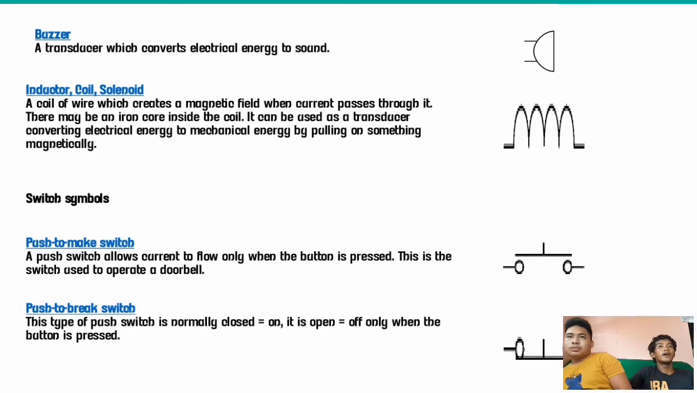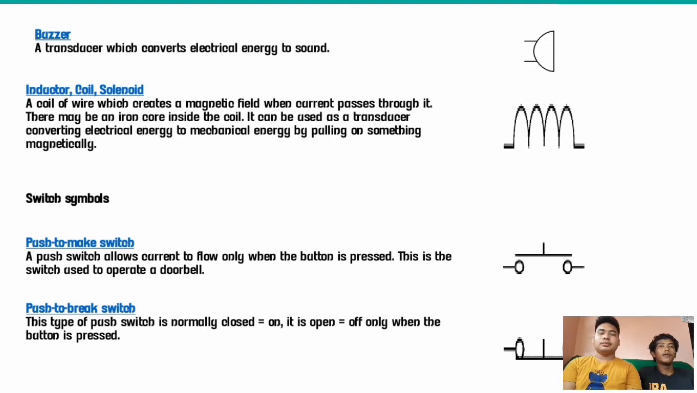Inductor, coil, solenoid: a coil of wire which creates a magnetic field when current passes through it. There may be an iron core inside the coil. It can be used as a transducer, converting electrical energy to mechanical energy by pulling on something magnetically.